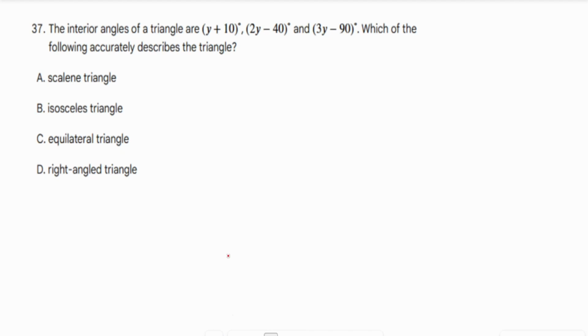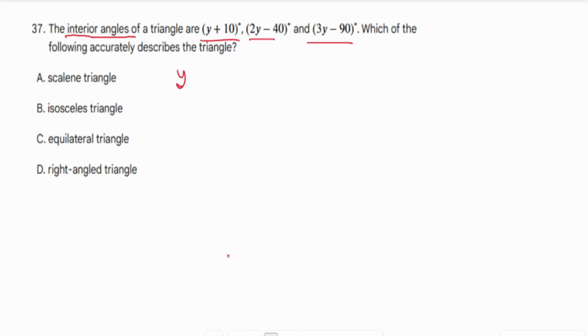The first thing we should do right now will be to apply the triangle sum theorem, because the question says here that these are interior angles. It means that when we add 1, 2, 3, it should be equal to 180 degrees, since the sum of interior angles of a triangle is 180 degrees. And we need that to know the value for Y. So let's set that up.